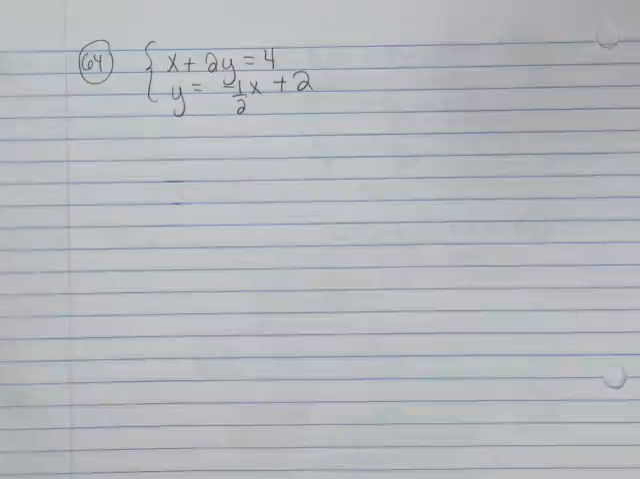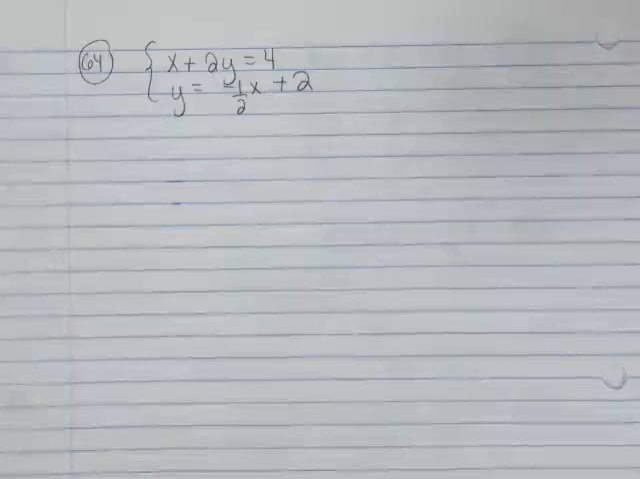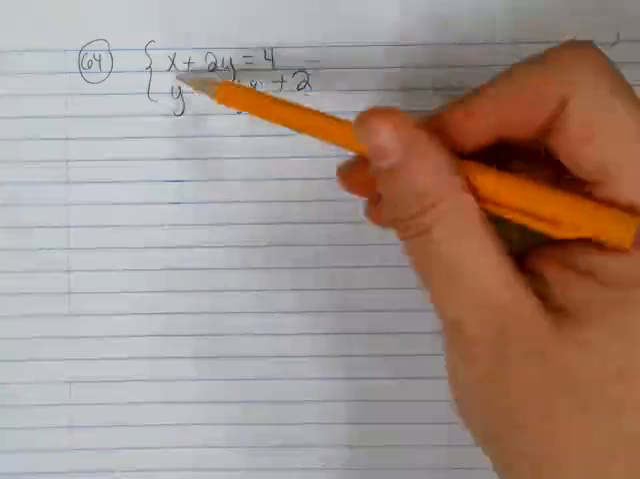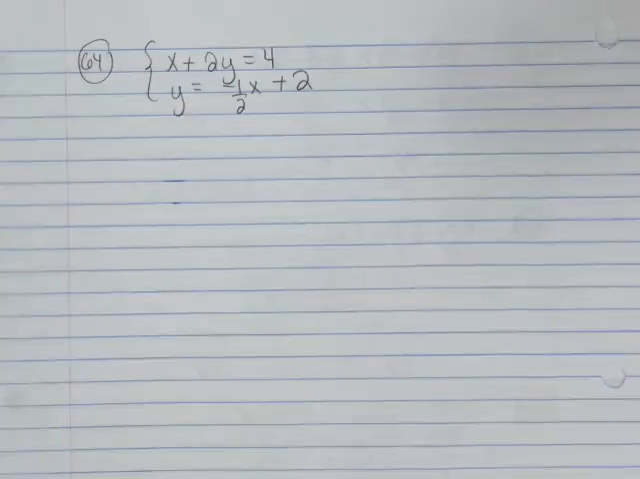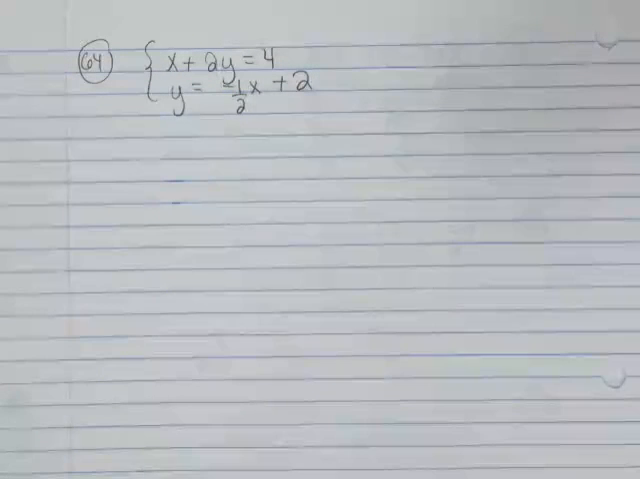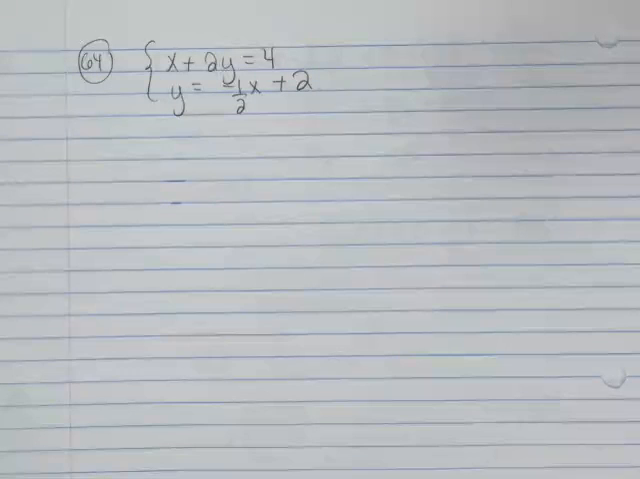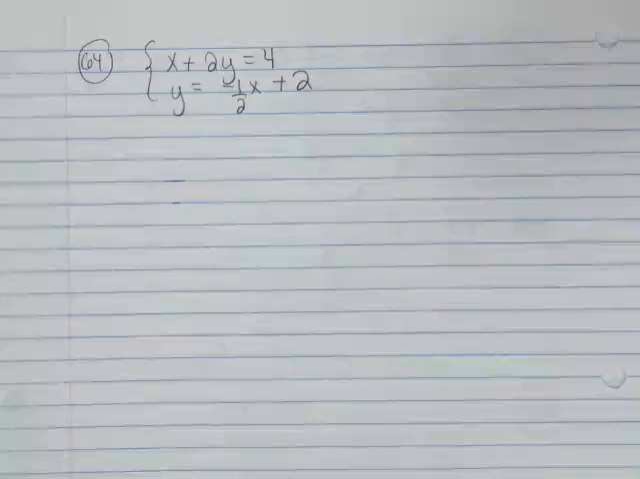So we are looking at the EOC review packet number 64. We have a system of equations here. There are two lines. This one's in standard form. Second one is in slope-intercept form. So we can either graph, use substitution or elimination. I don't want to use graphing unless I have a graphing calculator. So I'm either going to use substitution or elimination.